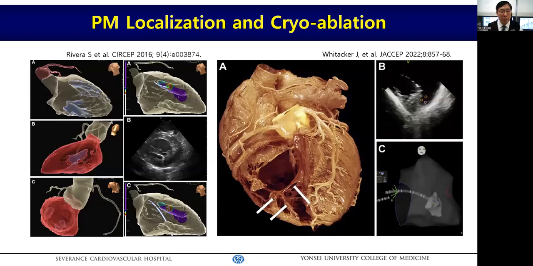Rivera initially reported papillary muscle tachycardia ablation using a cryocatheter. They reported the sticking of the catheter tip to the target site during freezing and a 100% success rate. Whitaker recently reported cryocatheter ablation of right-sided posterior papillary muscle and moderator band origin ventricular tachycardia.